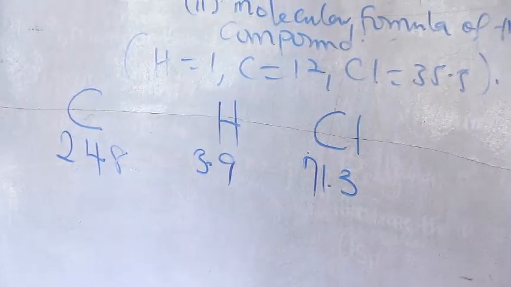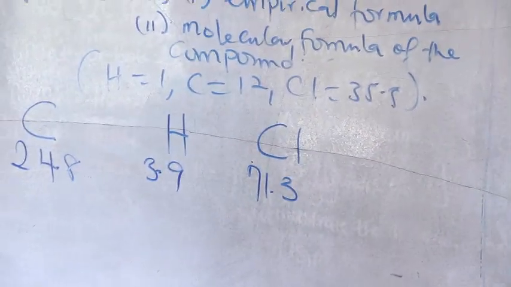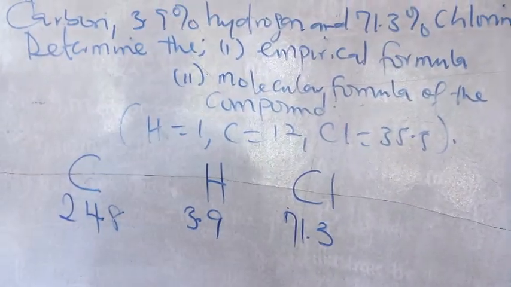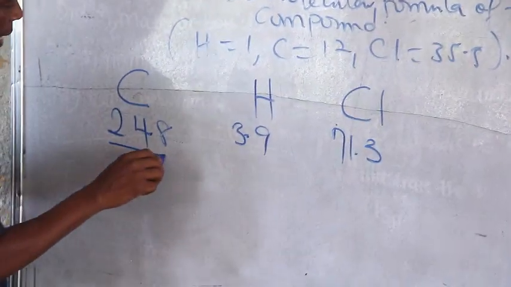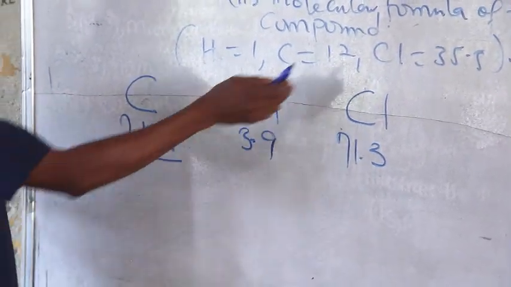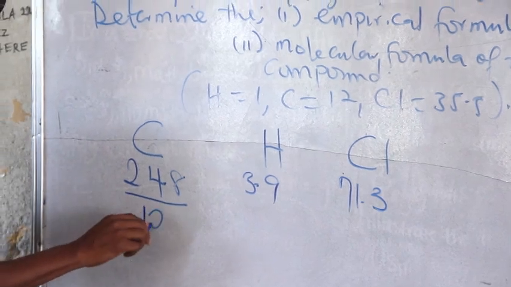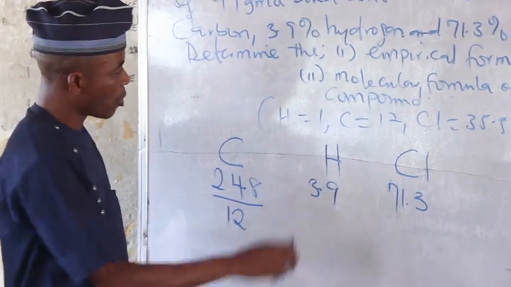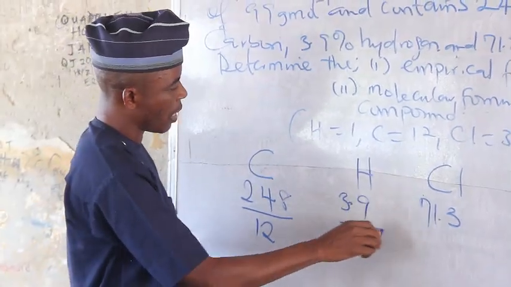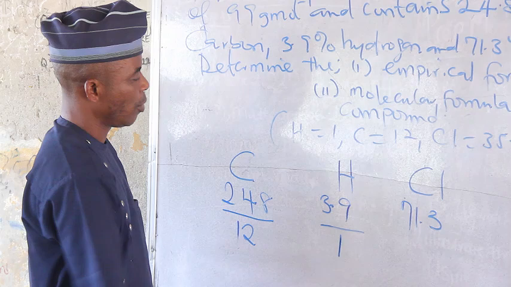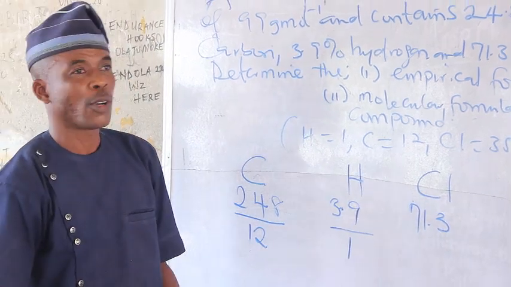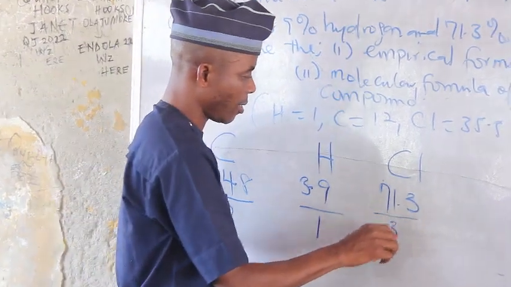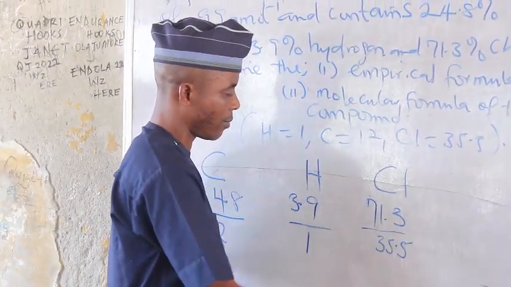Then the second step now is to do what? Divide by the molar mass of it. So carbon will be what? 12. So divide by 12. The relative atomic mass of hydrogen is 1, so divide by 1. And what of that of chlorine? So we divide by 35.5.